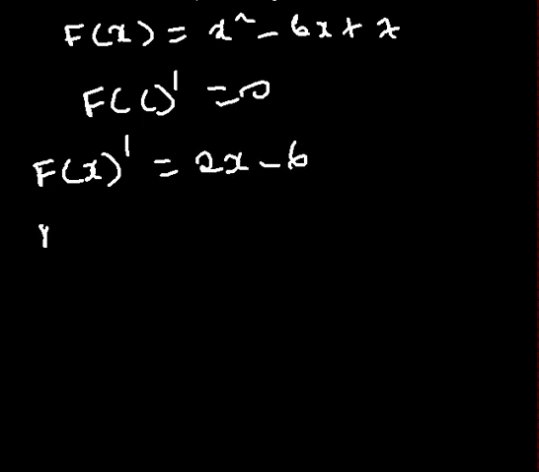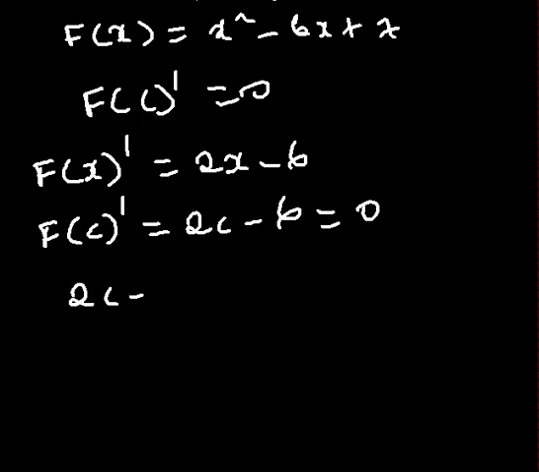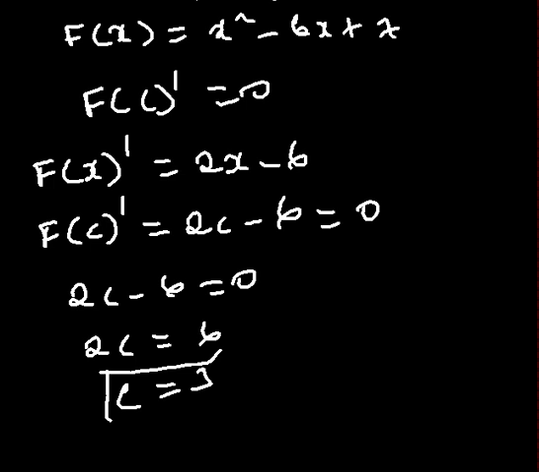Then for this case, f prime of c is equal to 2c minus 6, and we equate it to 0 and solve for c. So 2c is equal to 6, and c is equal to 3. We should solve for c, not x as such. And therefore the critical value is 3. That is the critical value.